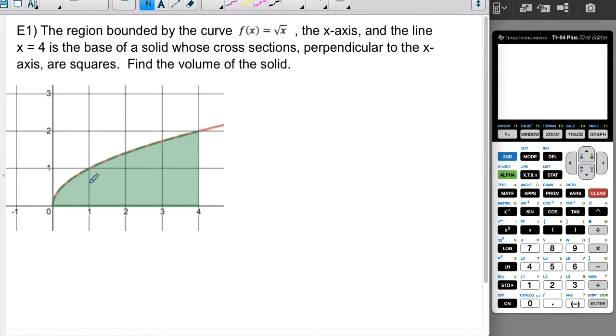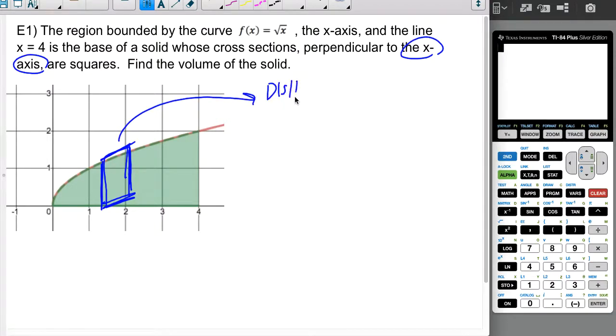Find the volume of the solid. So here's what's happening. I should start by drawing my dish perpendicular to the x-axis, because that matters. It would be a very different dish rack if the dishes went the other way. And I'm going to try and draw a square coming out of the board. It's not pretty, and it doesn't have to be pretty, but this is my one dish, okay?